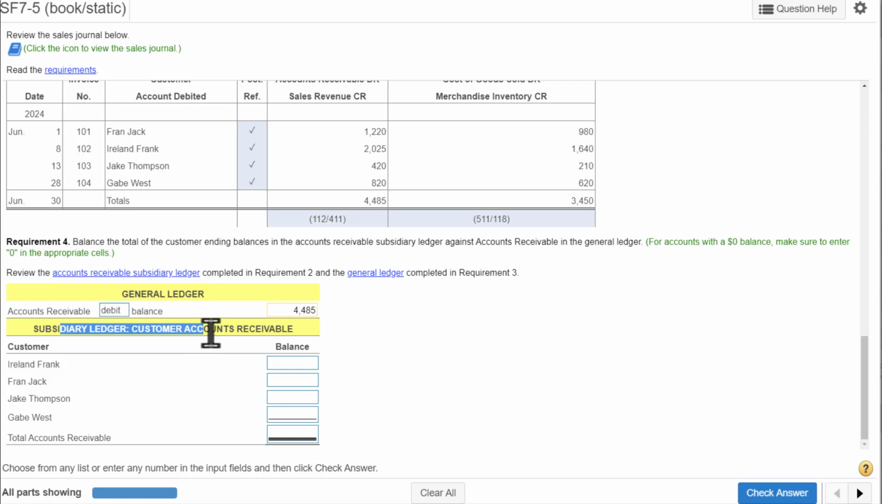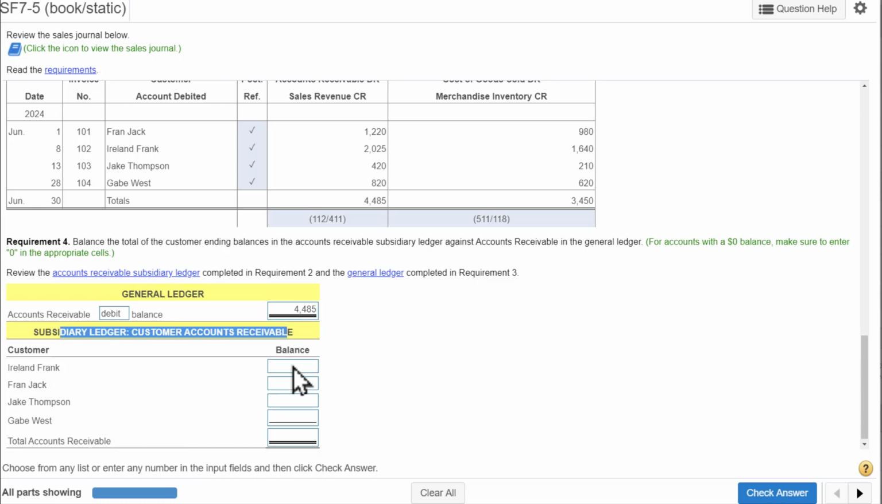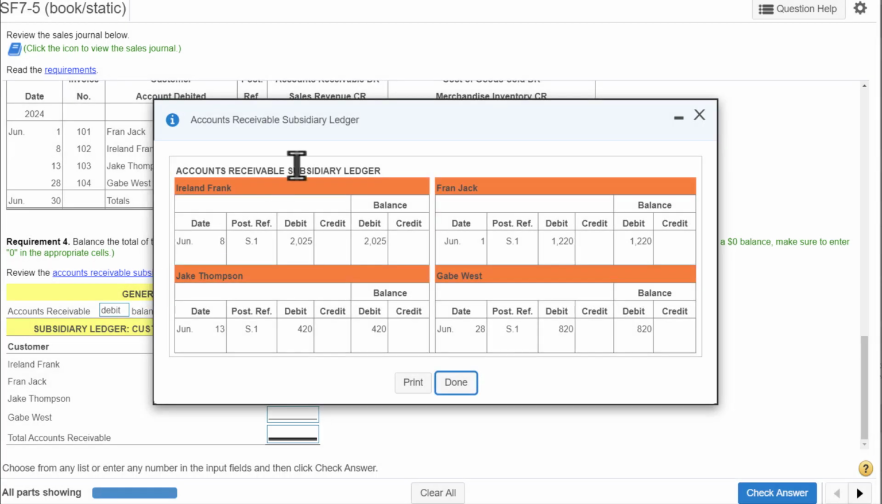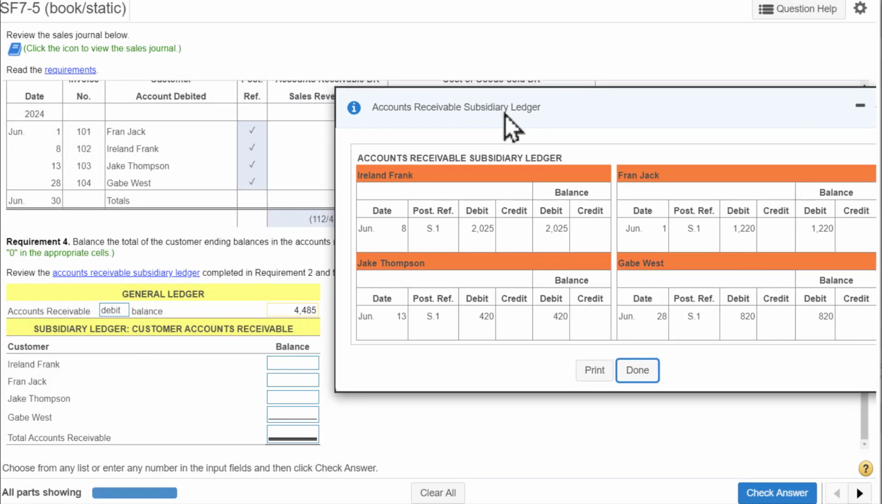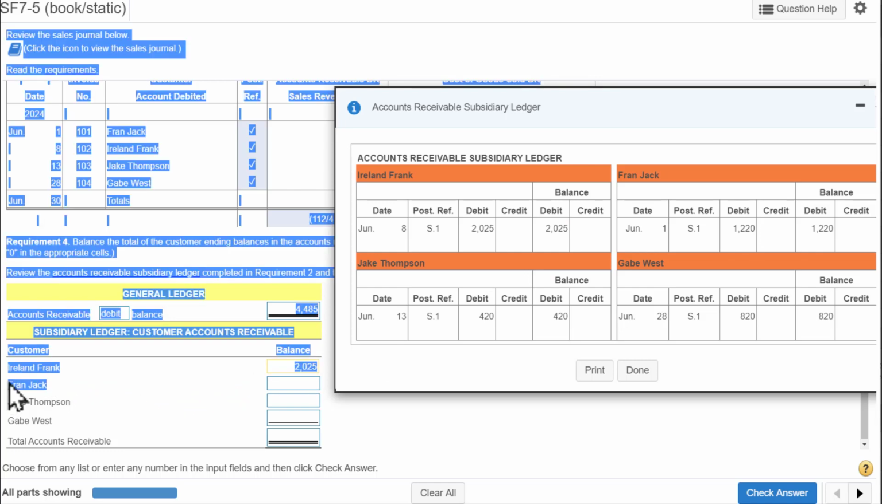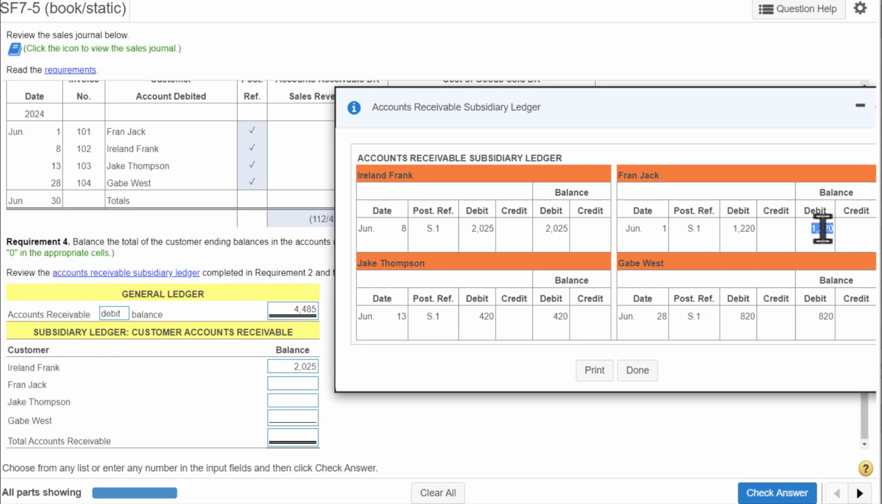Next, we're going to go to the AR subledger and make sure that the total balances equal 4485. So I can scroll up to the subledger or I can click here. All right, so how much does Ireland Franc owe us? Right here, 2025, copy and paste. How much does Fran Jack owe us? Right here, 1220. How much does Jake Thompson owe us? Balance is 420. How much does Gabe West owe us? Right here, 820.